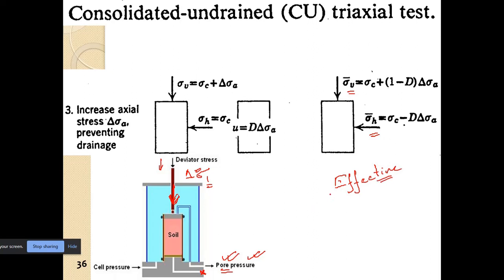All right, and then we determine the failure: when the soil sample shears, what is the load which is being applied, what is the cell pressure, and what is the pore water pressure. Ultimately, based on that, we do the analysis. So all of these parameters, we keep on measuring and monitoring. All right, so that is the consolidated undrained triaxial test.